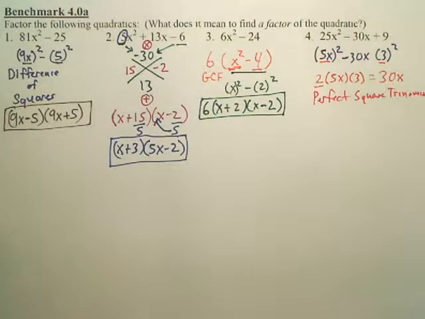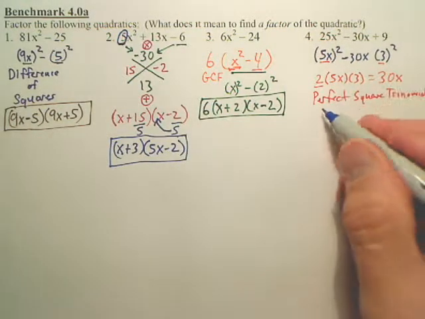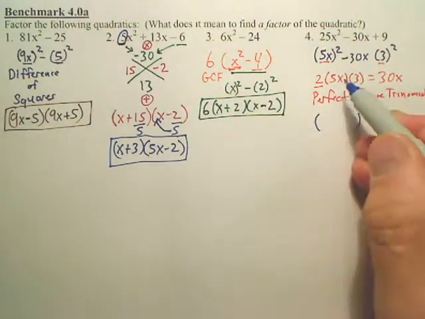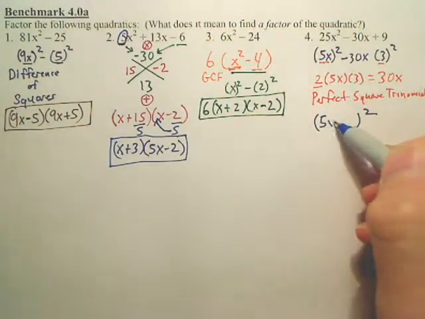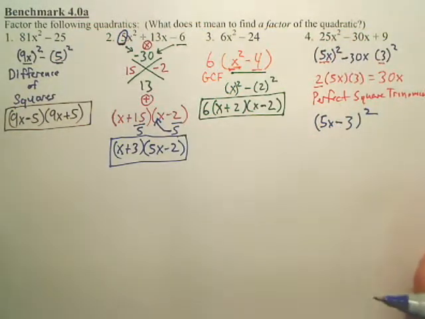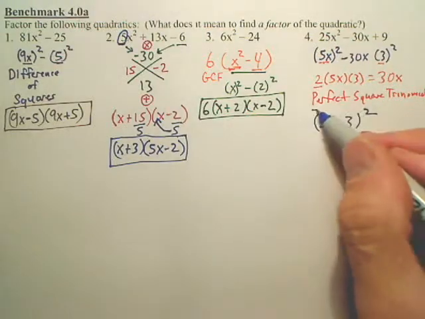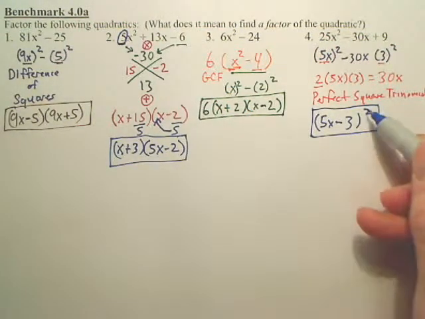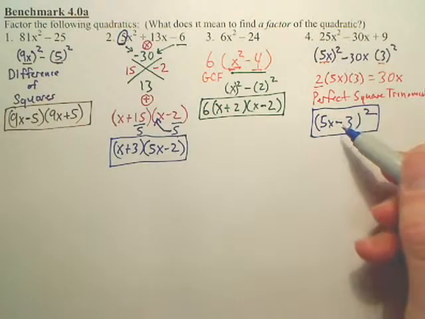And it's a very simple factor. All you do is you take the 5x, you take the 3, and since that's a minus, you put a minus right there. That is your factor form. 5x minus 3 squared means 5x minus 3, 5x minus 3.